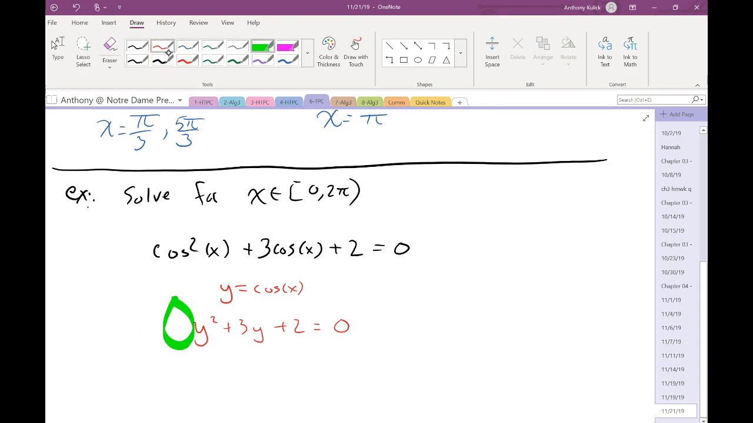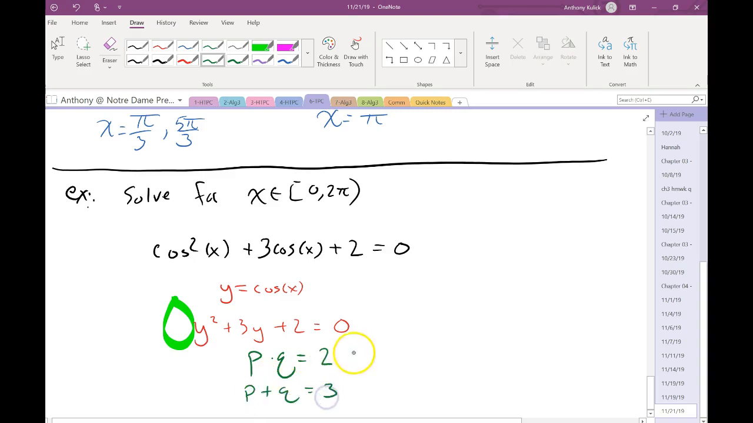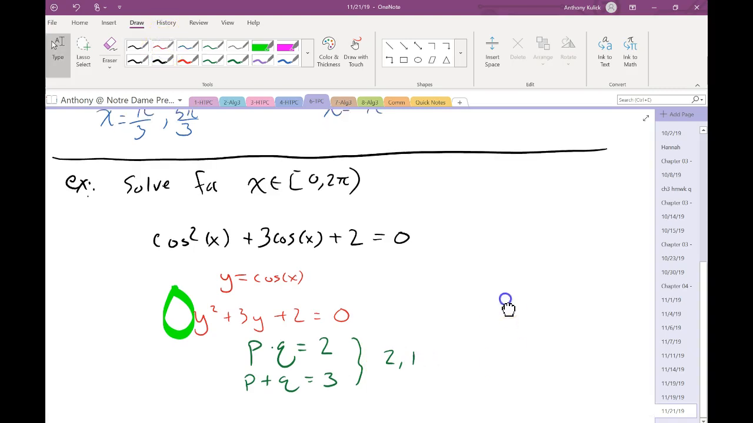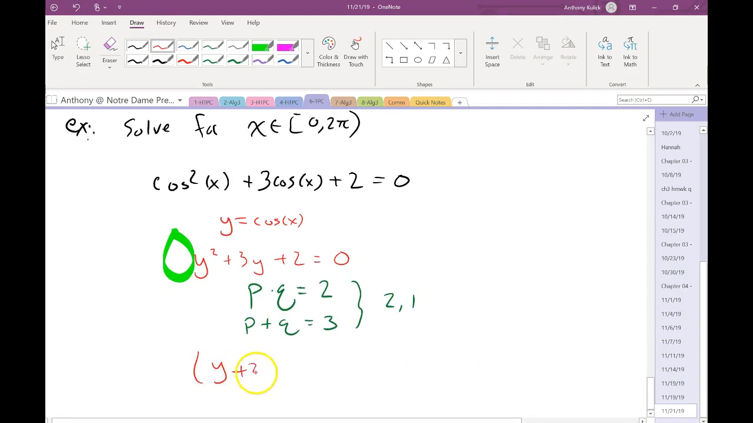Excellent, because the leading coefficient is 1. Great. So to factor this, all I need are two numbers that multiply to give me 2, and also add to give me 3. What are those two numbers? That'll add to give me 3, and multiply to give me 2. 2 and 1. Everybody agree with that? Okay. So I can now use those two numbers to go straight to my factored form. Everybody okay there?